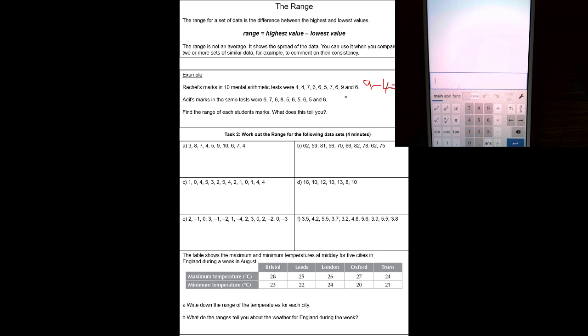And his highest was 8 and his lowest was 5. I needed the answer there. Which is 8 take away 5, which is 3. So he has a lower range. Adil has a smaller range, which you could say means Adil is more consistent. Yeah?